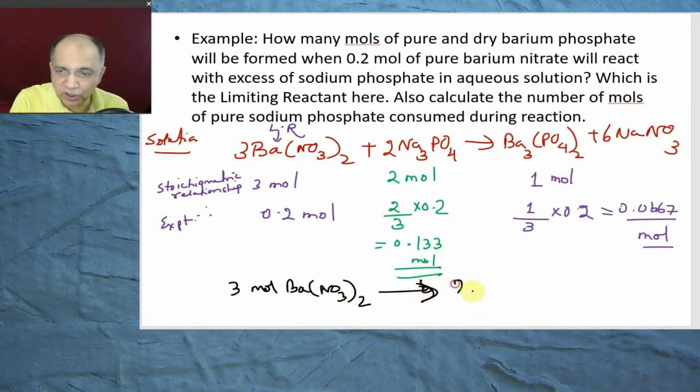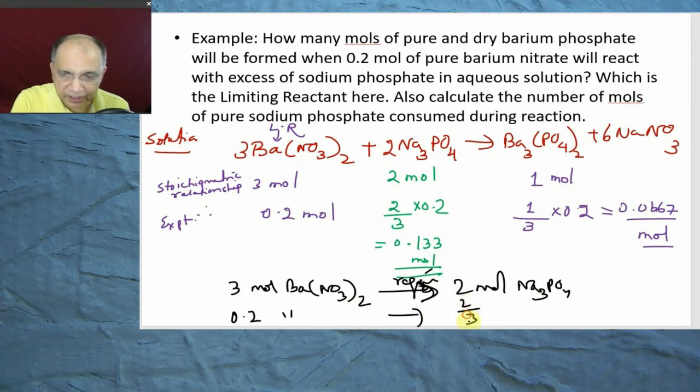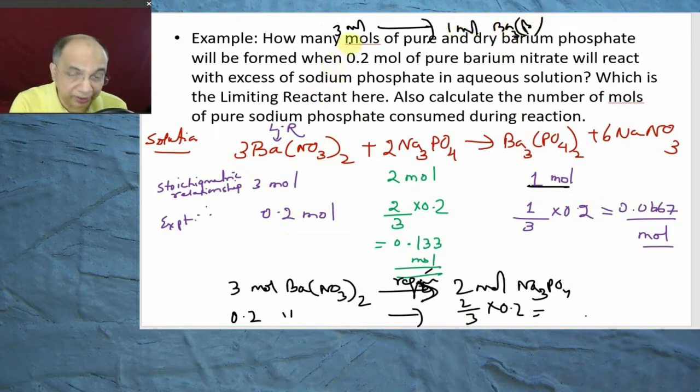requires 2 moles of sodium phosphate. You also write down requires. Then how much will 0.2 mole of barium nitrate require? 2 by 3 into 0.2, right? And then again write down separately: 3 moles of barium nitrate produces 1 mole of barium phosphate. Then 0.2 mole of barium nitrate will produce how many moles of barium phosphate? You do it separately so that confusion does not arise at all.